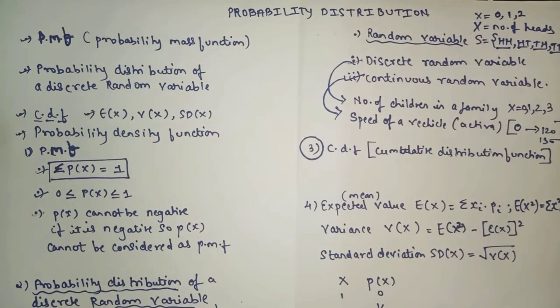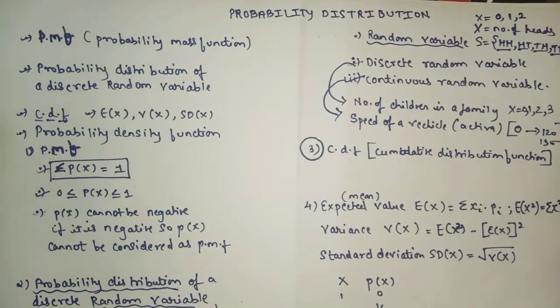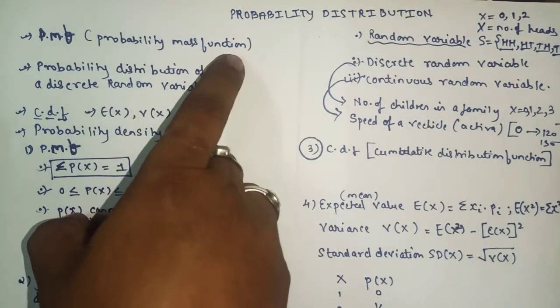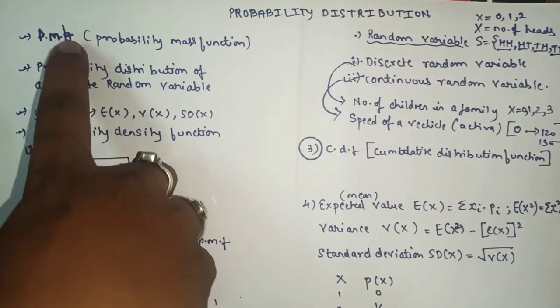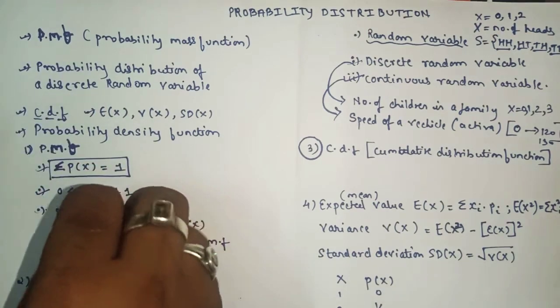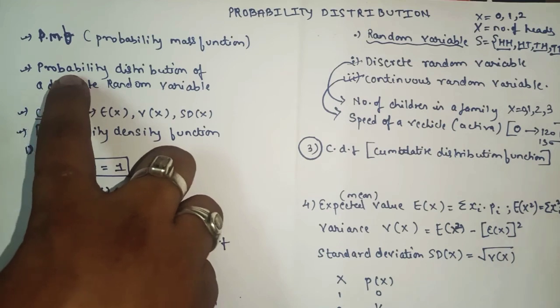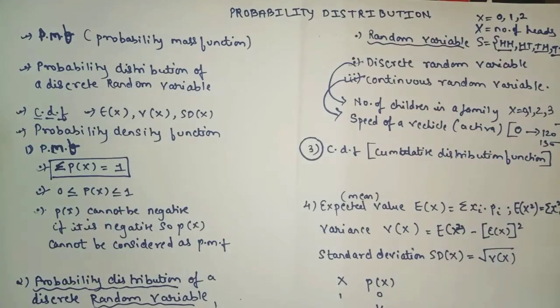Hello students, as in the last lecture, we started with a new chapter, that is probability distribution, where we saw what is the meaning of probability mass function. In short, we can say it is PMF, as this PMF is small letter. Then after that we saw what you mean by probability distribution of discrete random variable.